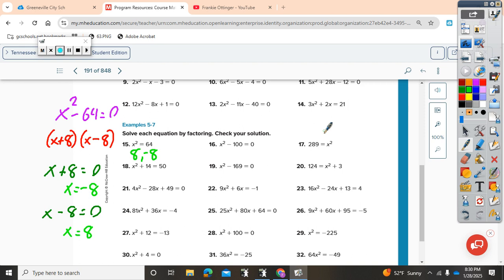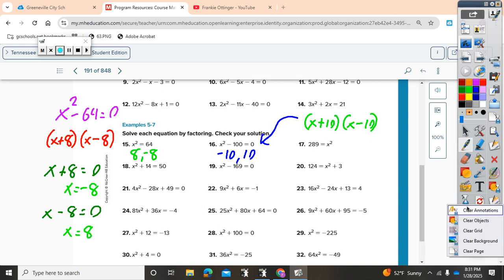Same thing with number 16. The square root of x squared is x. The square root of 100 is 10, so x, 10, 10. And then each one of these always has a plus sign and the other one has a minus sign. So if we want to fast track these answers, if I solve x plus 10 for x, I get negative 10. If I solve x minus 10 for x, I get 10. And so my solutions for those are negative 10 and 10.